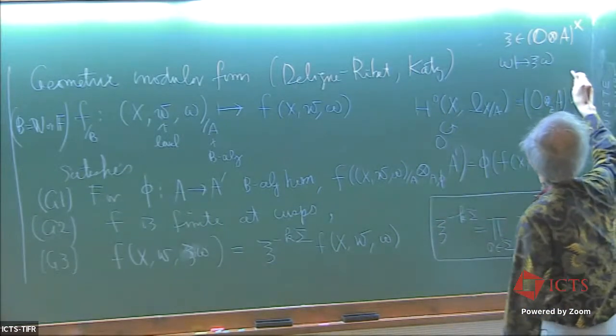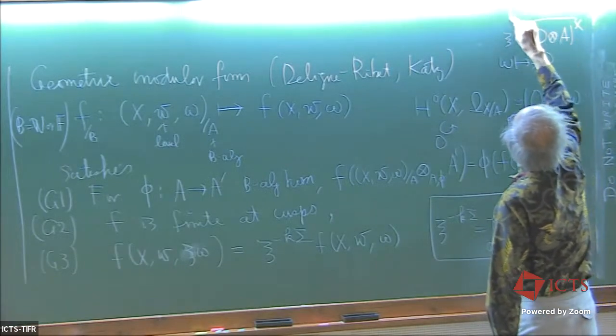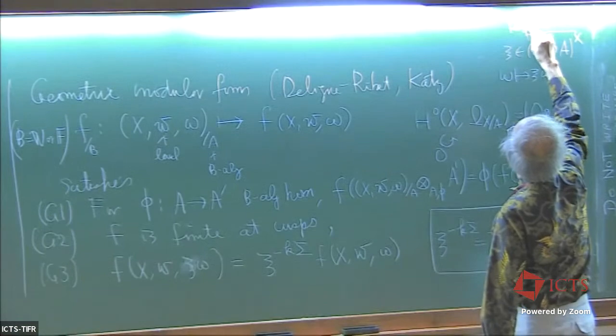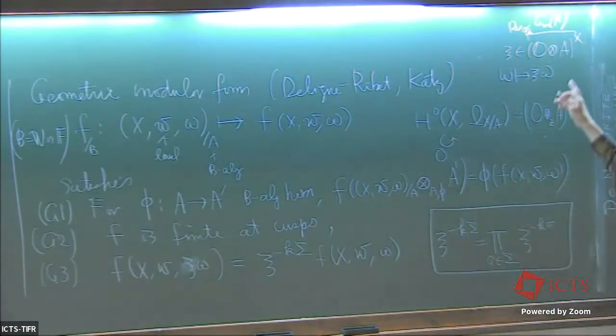So in this sense, this is a character of a torus. You can write this as G_m restricted from O to Z, evaluated at A. So this is actually a character of that torus.